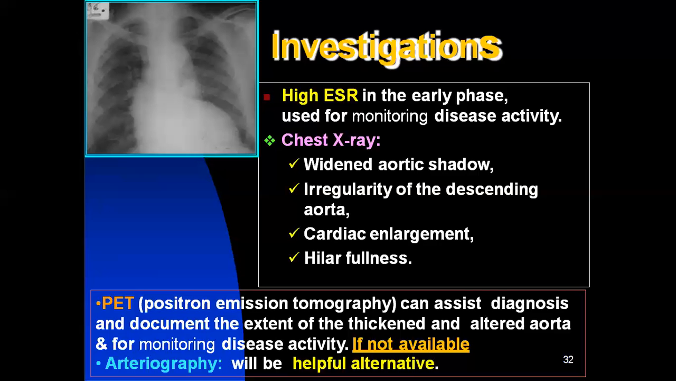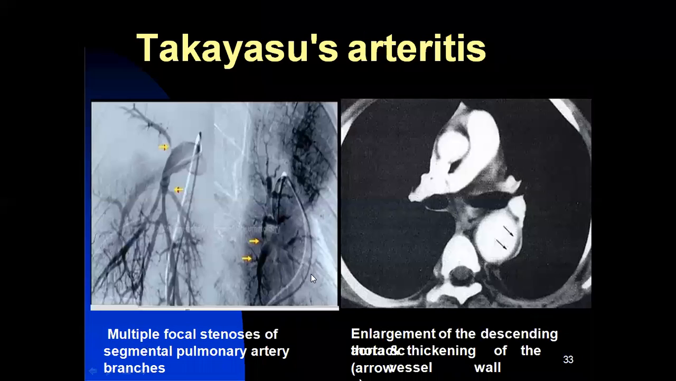This is how the X-ray might look like. You can see this X-ray, how it is looking like with these characteristic features. Again, you can see multiple focal stenosis in pulmonary artery branches. These are the stenosed areas. You can see the narrowing occurring here.